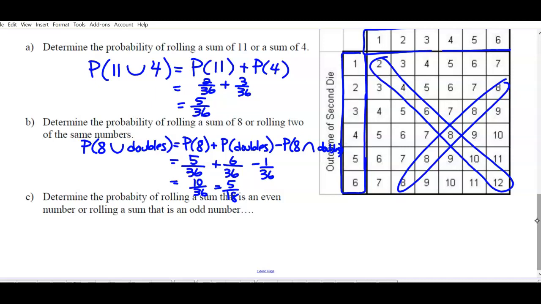What's the answer to C? No work needed. 1, the whole thing, right? Because all of those sums are either even or odd. You never get a decimal or a fraction. Either one of them, right? So that's a 1.